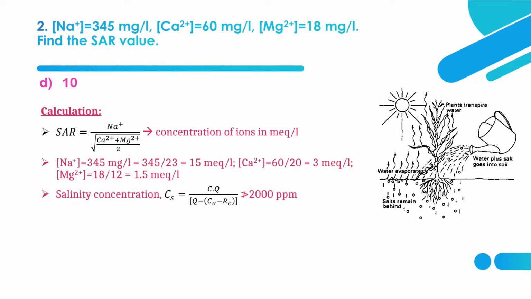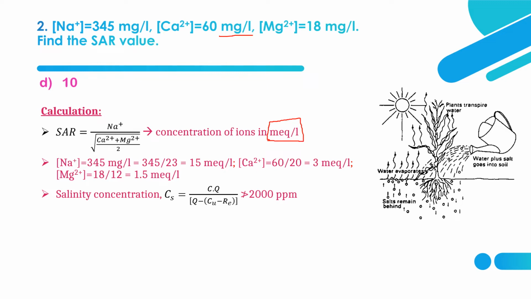Now we shall see the formula: SAR is equal to Na+ divided by the root of (Ca2+ plus Mg2+) divided by 2. Here we have to note that the concentrations of ions have to be in milliequivalent per liter. But in the question they have given milligram per liter, and in the formula we have to substitute milliequivalent per liter. That is the main point to be noted here.